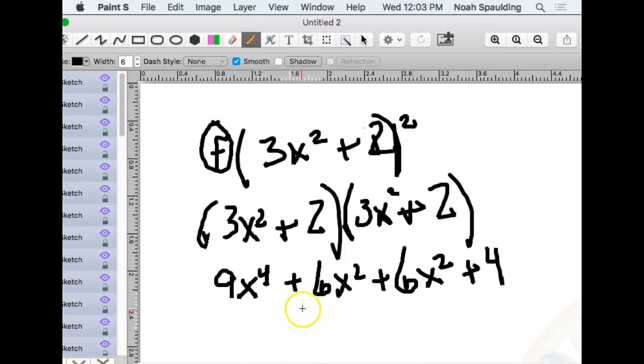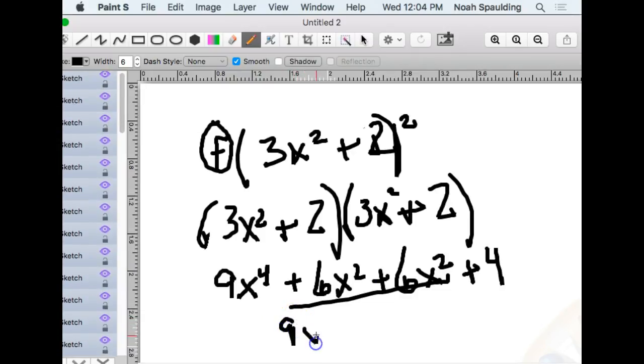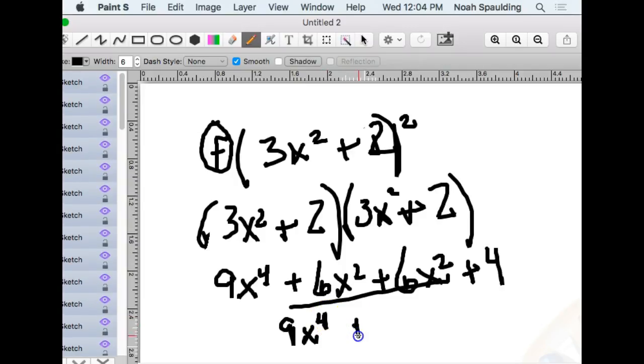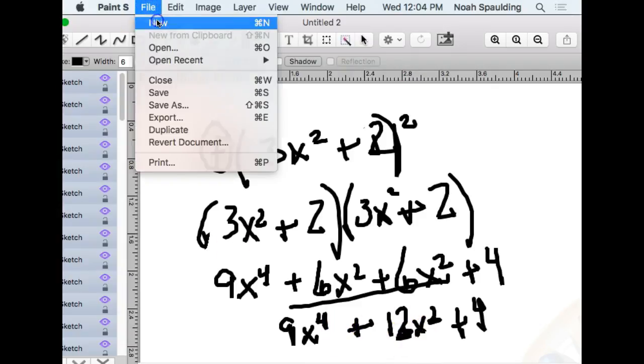So we combine the like terms in the middle. These are like terms because they have the same variable and the same exponent. So we have 9x to the 4th plus, and we combine 6 plus 6 is 12, and the x squared comes with it. So it just looks like this, plus 4. And there you go. That's as far as you can go. You can't combine 9x to the 4th and 12x squared because even though it has the same variable, it has a different exponent.